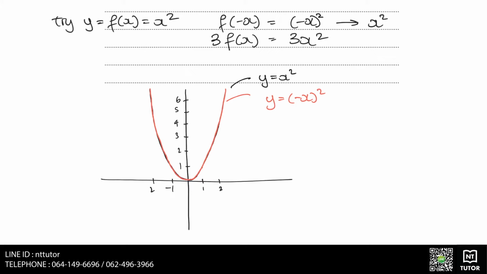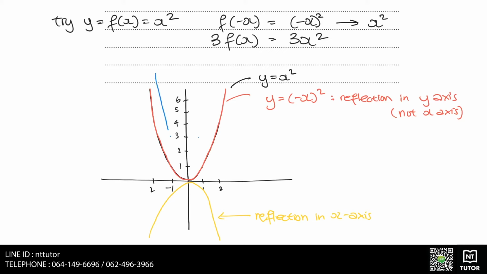Most people would guess that replacing the x with a minus x is either a reflection in the y-axis or a reflection in the x-axis. If it was a reflection in the x-axis, it would be flipped downwards. So therefore, this is a reflection in the y-axis.